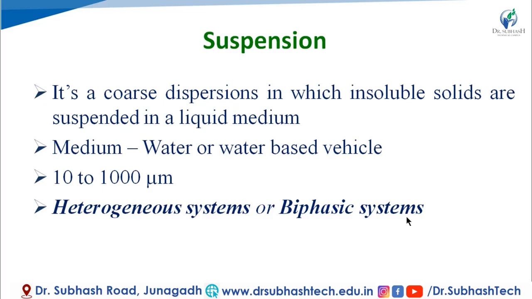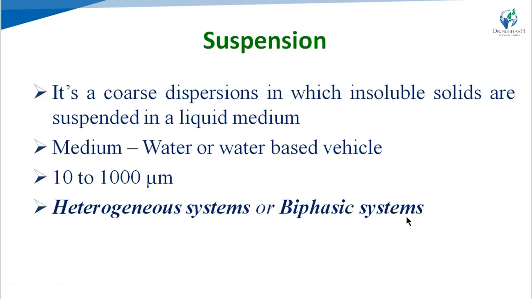Here in case of suspension we are using two phases, that means one is the water and the other is the solid material, solid ingredients. So that's why we can say it is a biphasic system, or also we can say it is a heterogeneous system, because here the two phases are not miscible with each other. That's why it is known as a heterogeneous system.